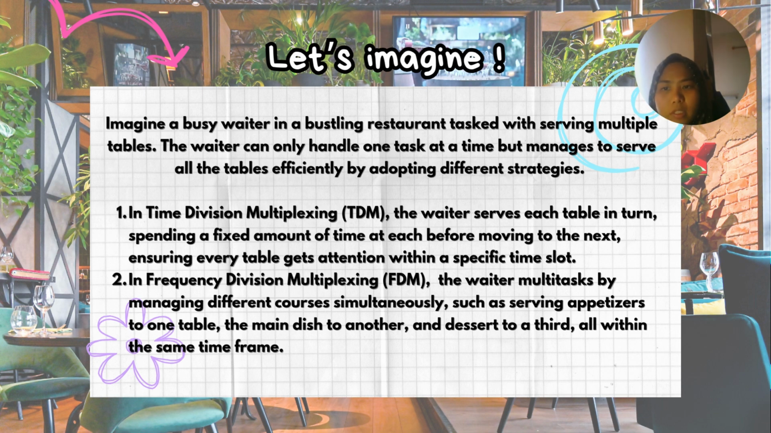In frequency division multiplexing, the waiter is a bit like a multitasker. They manage different courses at the same time. For example, they might serve appetizers to one table, the main dish to another, and dessert to a third, all happening in the same time frame. Just like the waiter efficiently manages multiple tables, multiplexing helps share a communication channel to handle multiple signals or data streams at once. TDM uses time while FDM uses different frequencies, both helping to make the most of the available space.